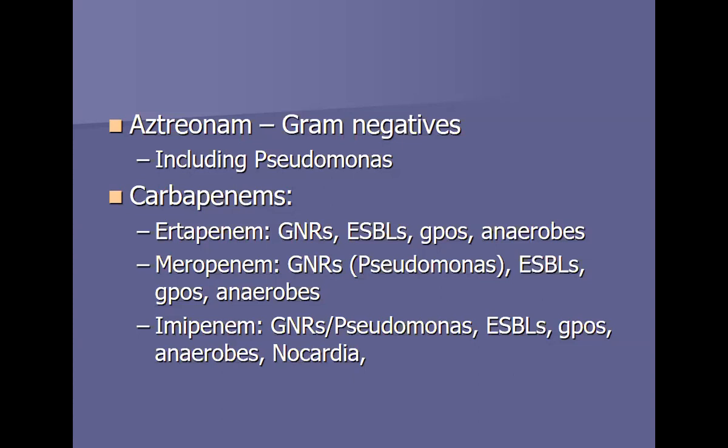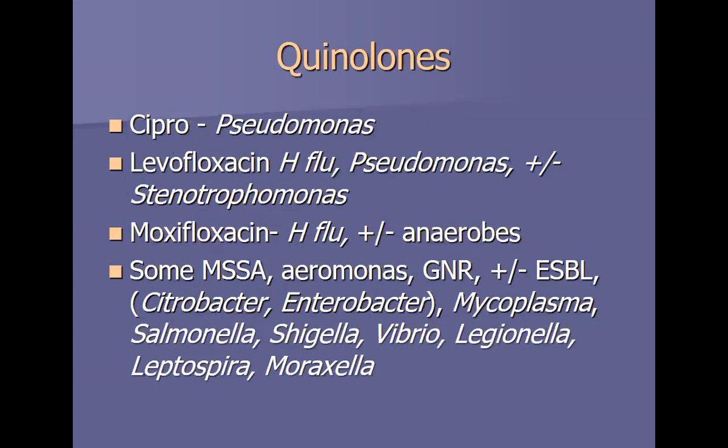Imipenem we use for nocardia also. We don't use it that much here, but we do use it for nocardia, okay? And they are good for the ESBL gram negatives. And the quinolones we will use for something like stenotrophomonas, like levofloxacin is good for stenotrophomonas, which you can see if someone's been in the hospital for a while and then they've had meropenem or they're on meropenem and they grow a gram-negative bacteremia. Think about that, okay? Think about possibly stenotrophomonas there.